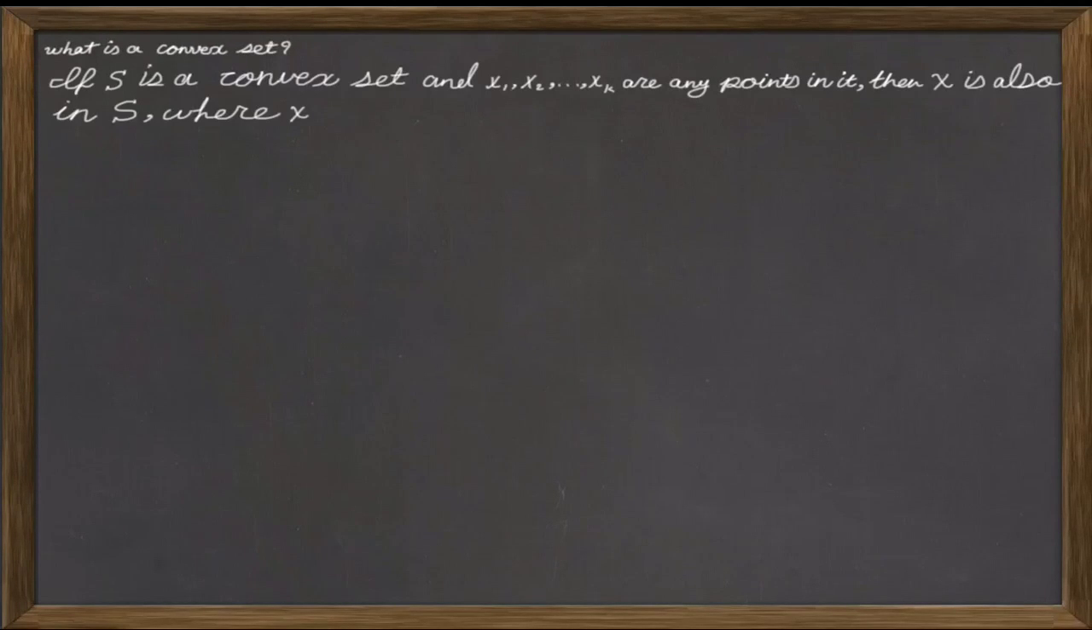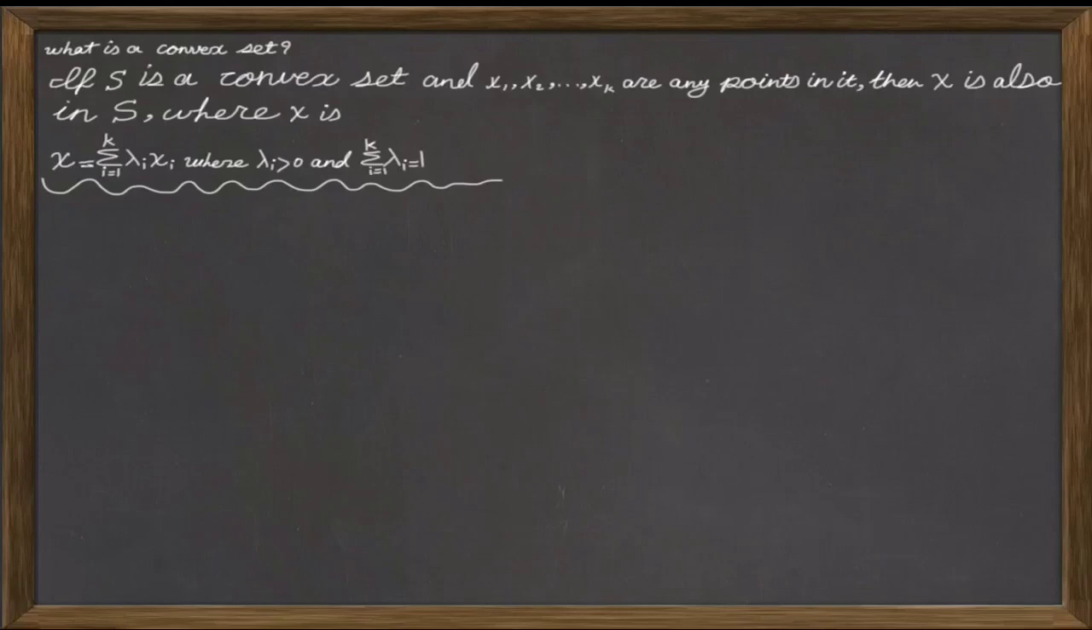Mathematically, if S is a convex set and the x's are any points in this set, then a point like X is also in S, where X is defined as the linear combination of these x's, where the lambdas, which are the coefficients of these x's in this linear combination, are positive and the summation of the lambdas is equal to 1. Now, what is the meaning of this definition? Let's take a look at one example and clarify this definition.